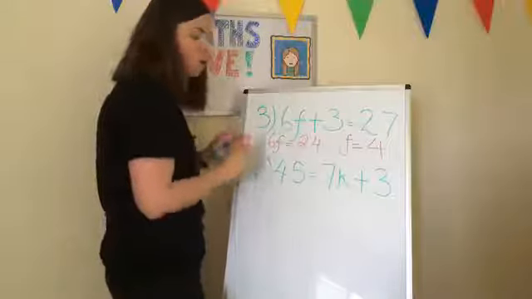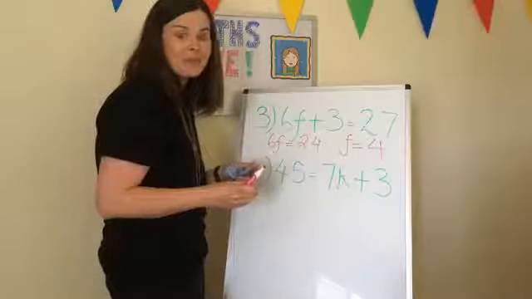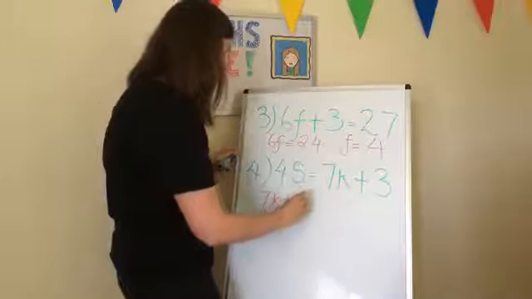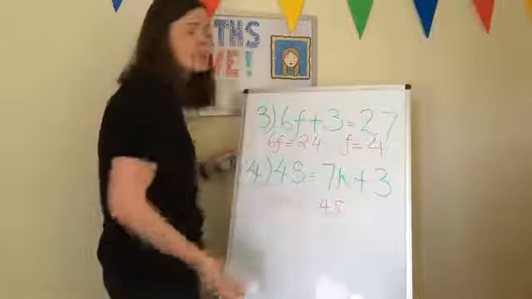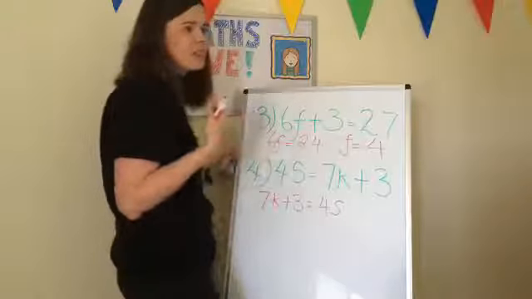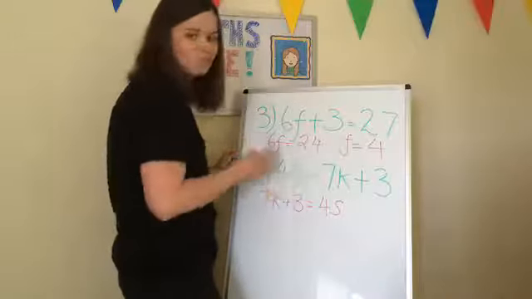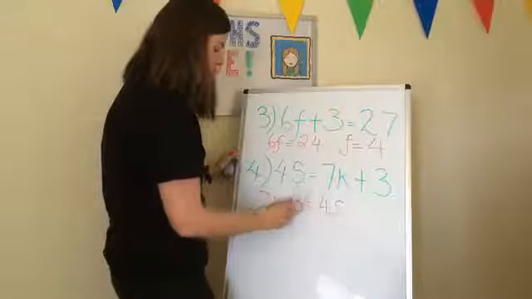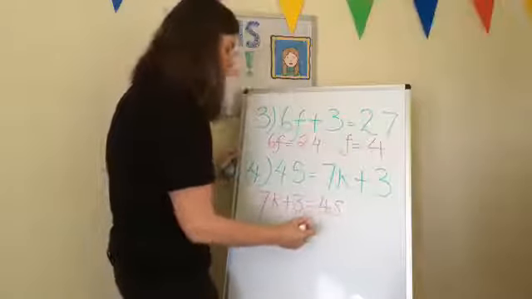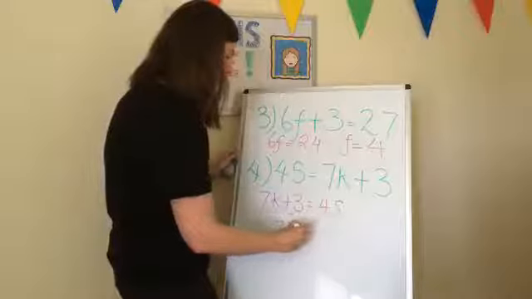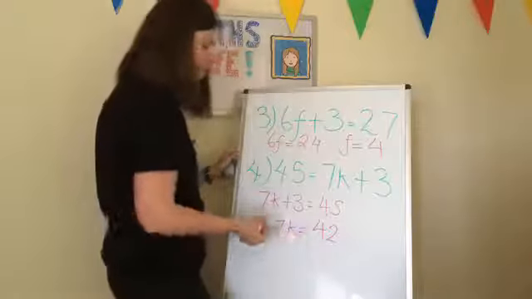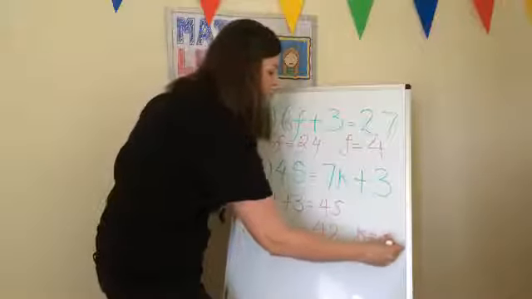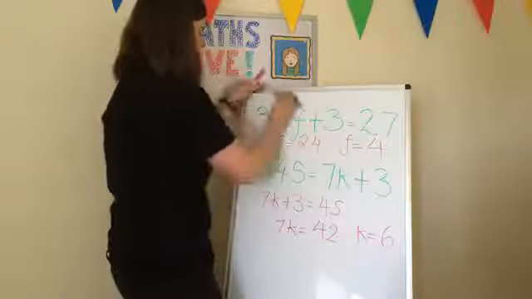This one, all I've done is swap the calculation around. There's nothing different about it. It still is 7K plus 3 is 45. They're exactly the same. You have no idea how many times I've seen people go, what? How can it be that way round? It's absolutely fine, still balanced. So let's do the inverse. 45, take away 3 is 42. So 7K equals 42. And then we do our 7 times table. So 6 sevens are 42. So K equals 6.